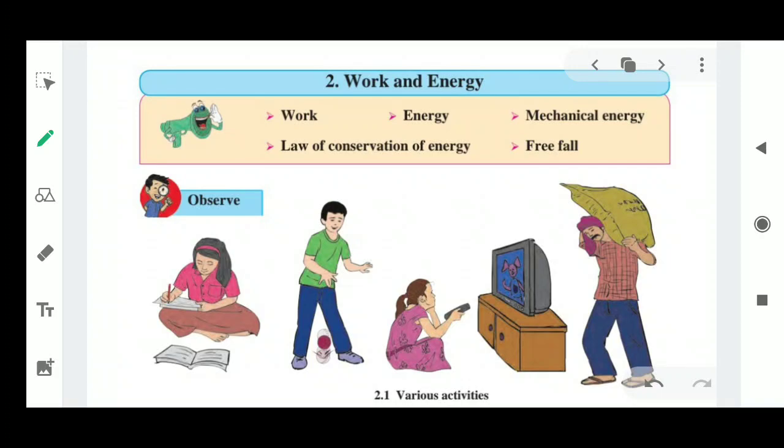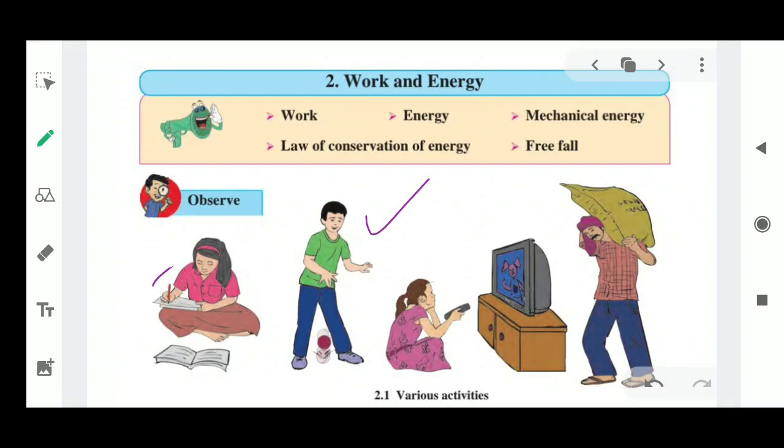Work is done because in this case displacement occurs. See here, in the first case the girl is writing in her notebook. In the second case the boy is playing with the ball. In the third case a girl is using a remote and watching a TV.